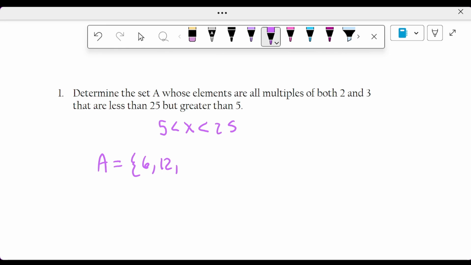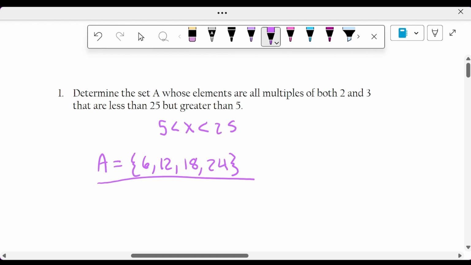17 is neither. 18 is both. 19 is neither. 20 is 2. 21 is 3. 22 is 2. 23 is neither. And 24 is both. So our set A would look like this.